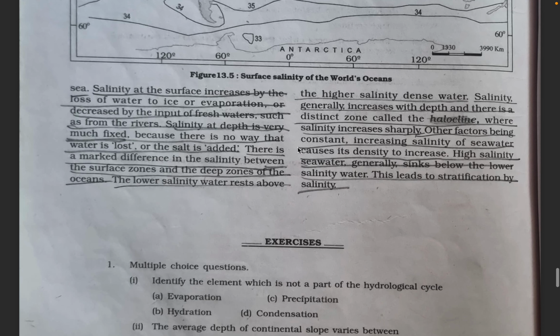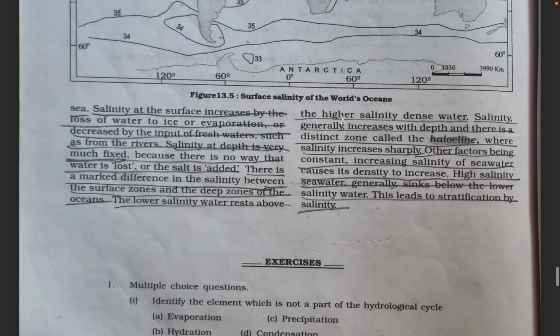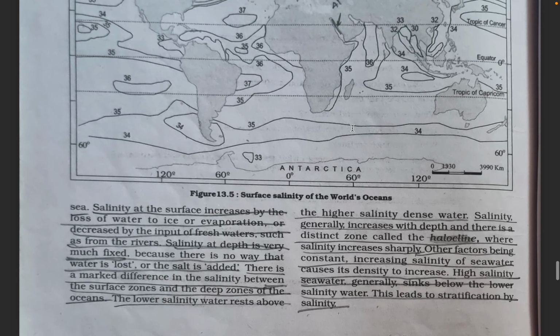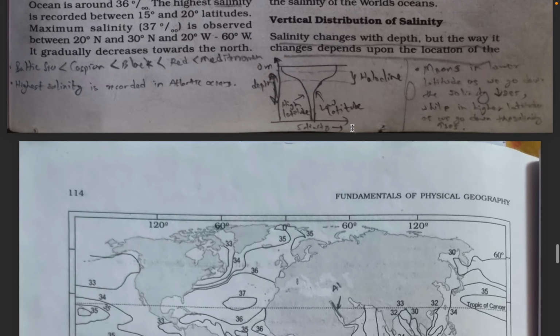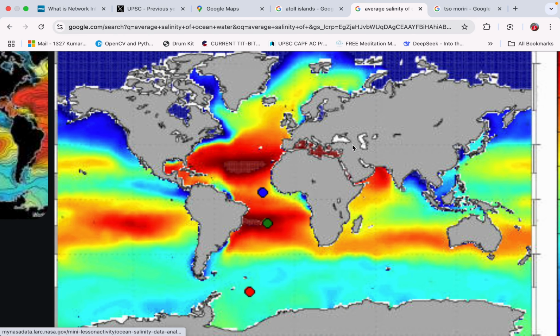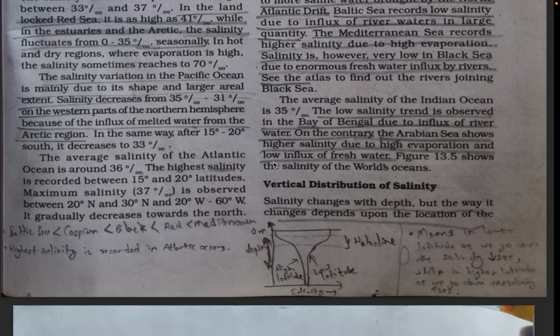The lower salinity water rests above the higher salinity water. So what happens here is that when the water has more salinity than the lower one, the upper water has higher density and goes down, and the water with lower density, that is low salinity, gets up. So this is what is written: the lower salinity water rests above the higher salinity dense water.